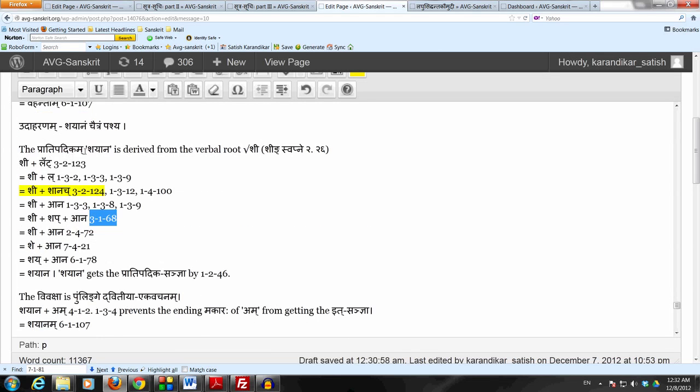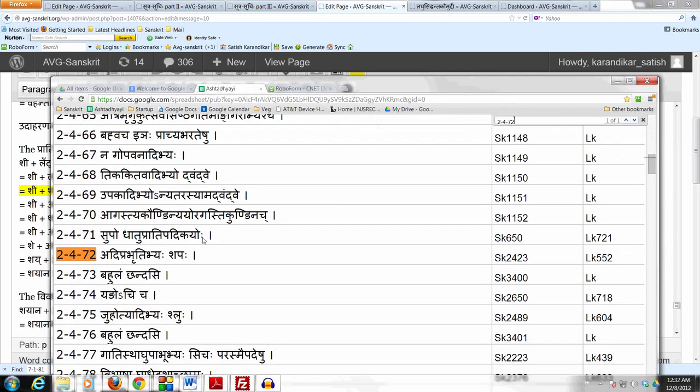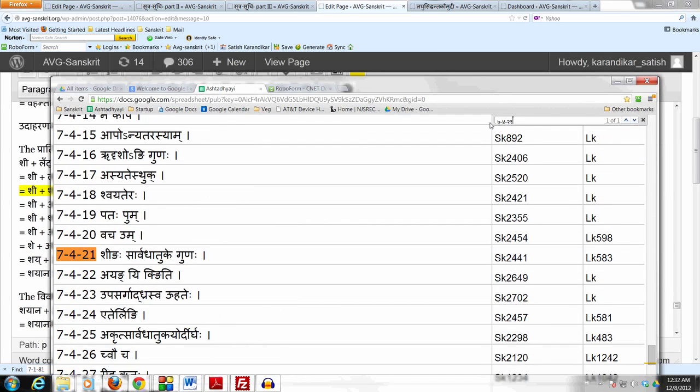So now we get Shi Shap Ana by Kartari Shap 3168, but in this case this dhatu shing swapne belongs to the adadi ganaha. So adi prabhutibhya shapaha 2472, we get shap look, so the shap goes away, and then we get a special sutram 7421 which does the gunadeshaha shinga sarvadhatuke gunaha. So we get she ana, then echo yavaya vaha, we get shayana as the pradipadikam.